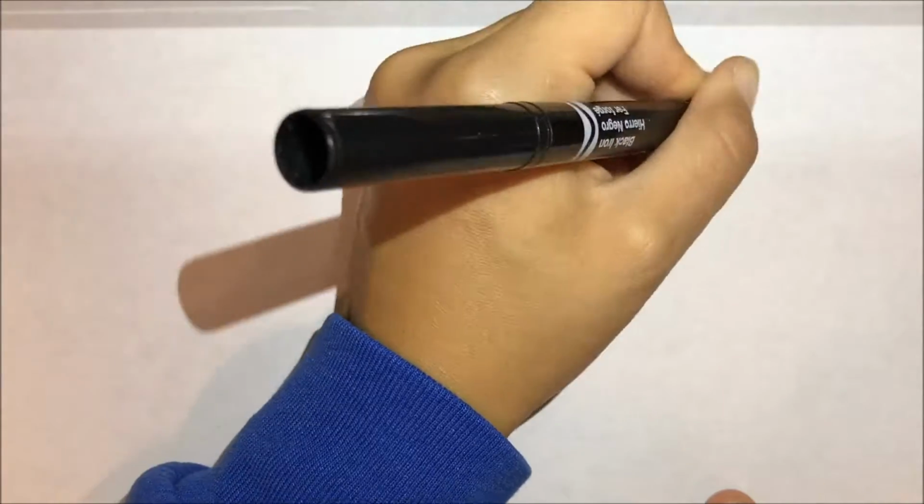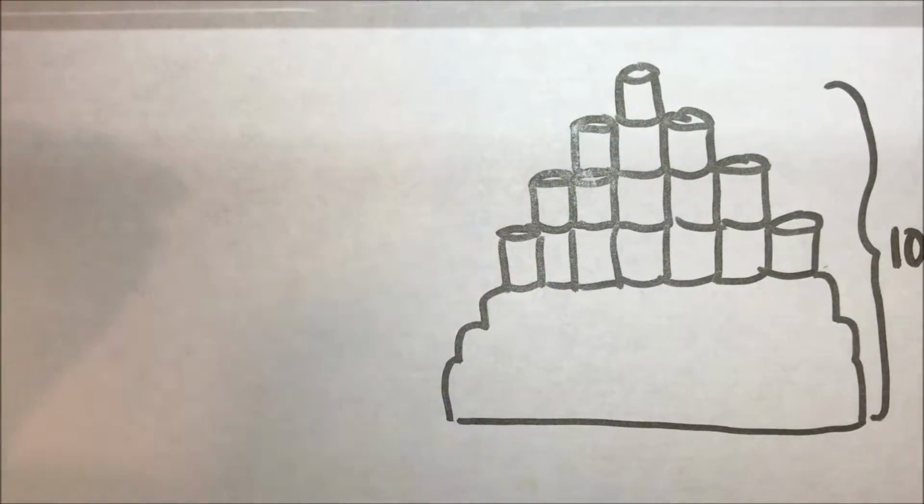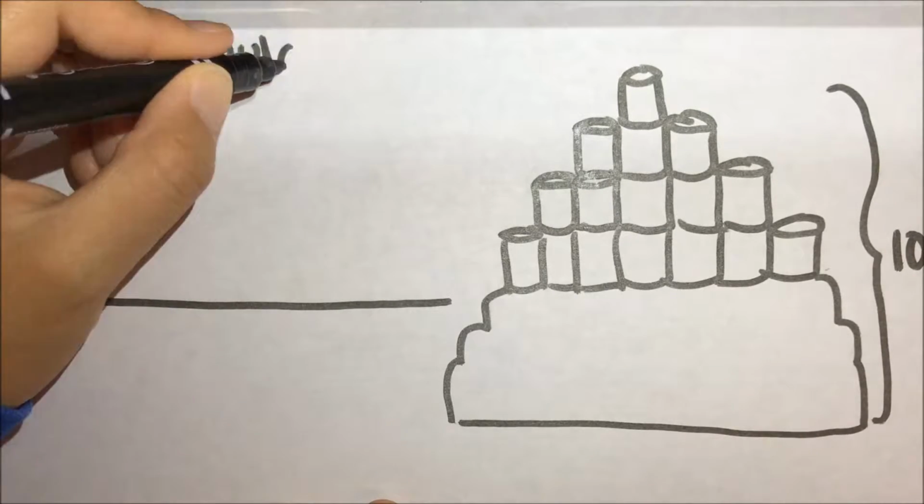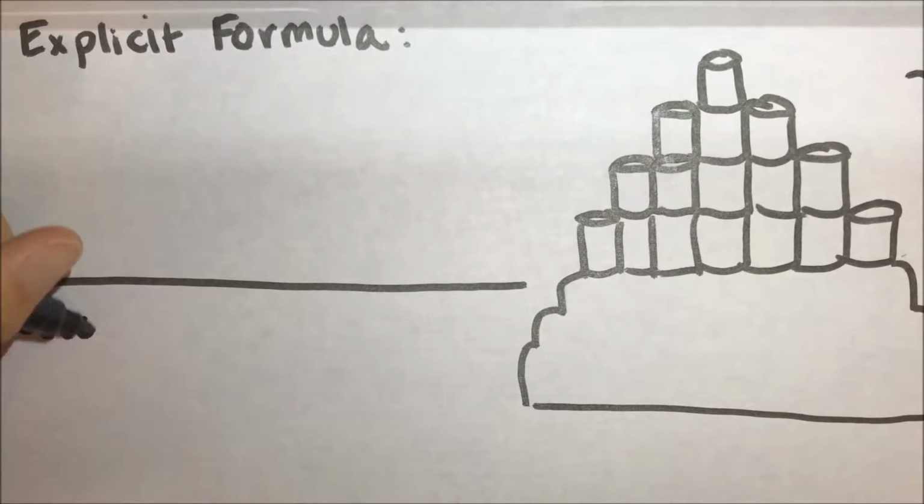Let's say a grocer makes a display of cans in which the top row has 1 can and each lower row has 2 more cans than the row above. If the display has 10 rows, how many cans does it have in total? We can solve this in 2 ways, the explicit formula way or with the second sum formula.